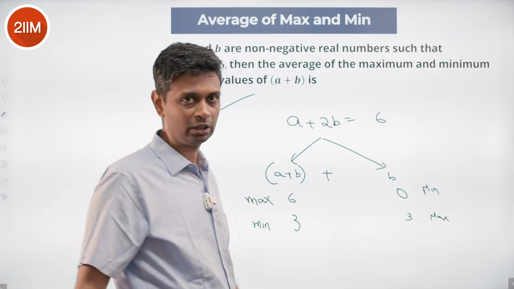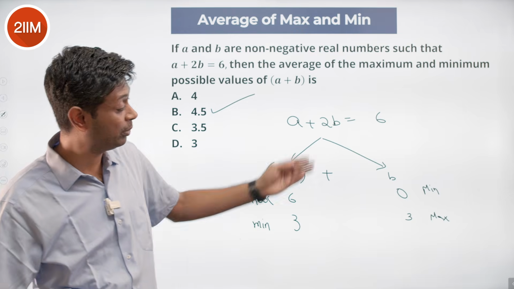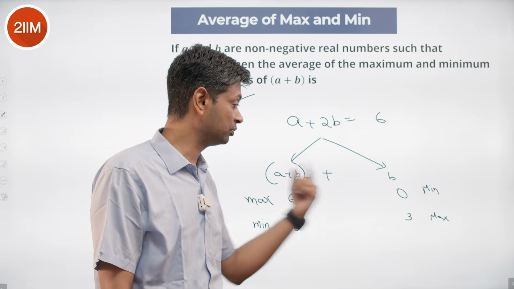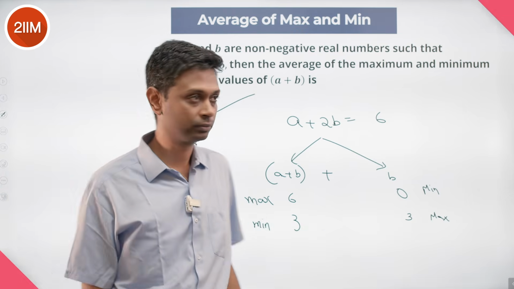Done. Thinking about A plus B is tricky. Thinking about B is super simple. This is minimum, this is maximum, this is maximum, this is minimum. Done. Through.